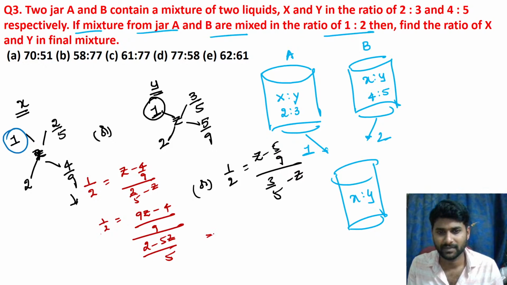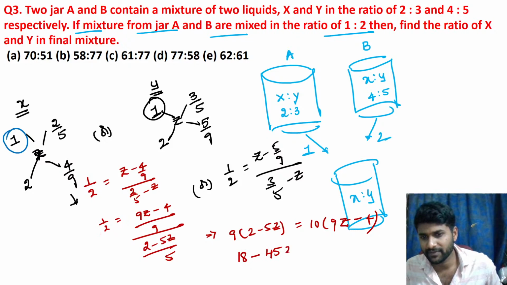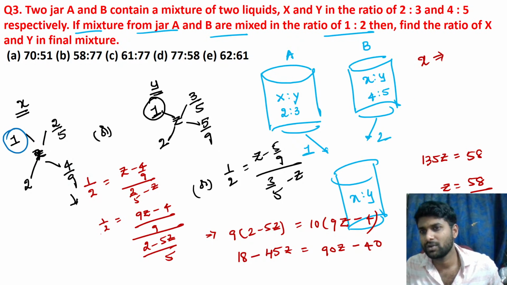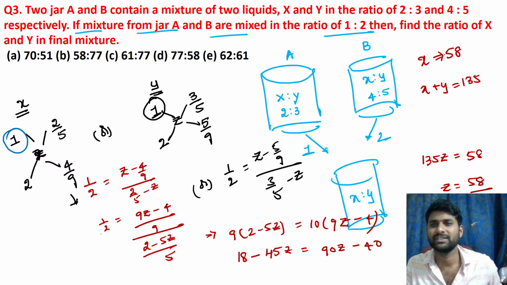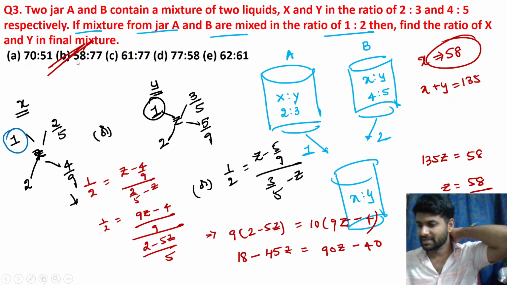So 5 into 2 is 10. So 9 into 2 minus 5z is exactly equal to 10 into 9z minus 4. So 9 2s are 18, 9 5s are 45z, is equal to 90z minus 40. So finally, we have 135z value exactly equal to 58. Now here z value is equal to 58 divided by 135, means the value of x is equal to 58 out of x plus y is equal to 135. So here the respective ratio is 58 is to 77. You can solve any of the equations, you can get the answer.